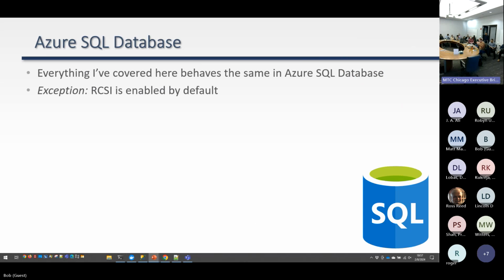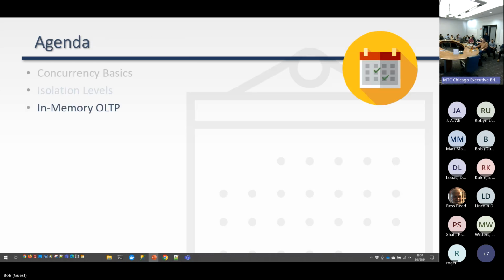So I mentioned this before, but everything I've covered here works the same way in Azure SQL Database, the same engine, and SQL Managed Instance, and SQL on a Virtual Machine, and everything else. The difference is that in Azure SQL Database, read committed snapshot is enabled by default.